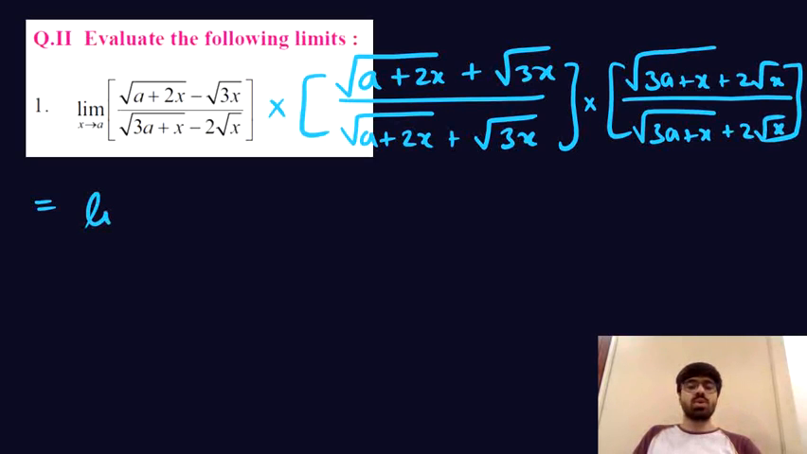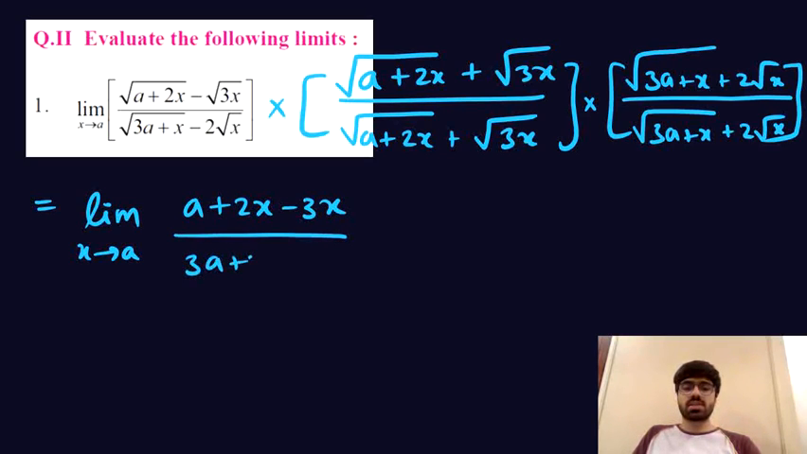Okay, let's go a little quick with this. Limit of x tends to a. In the numerator, if you combine the terms, it will be a plus 2x minus 3x. In the denominator, it will be 3a plus x minus the square of 2 root x. That will be 4x.